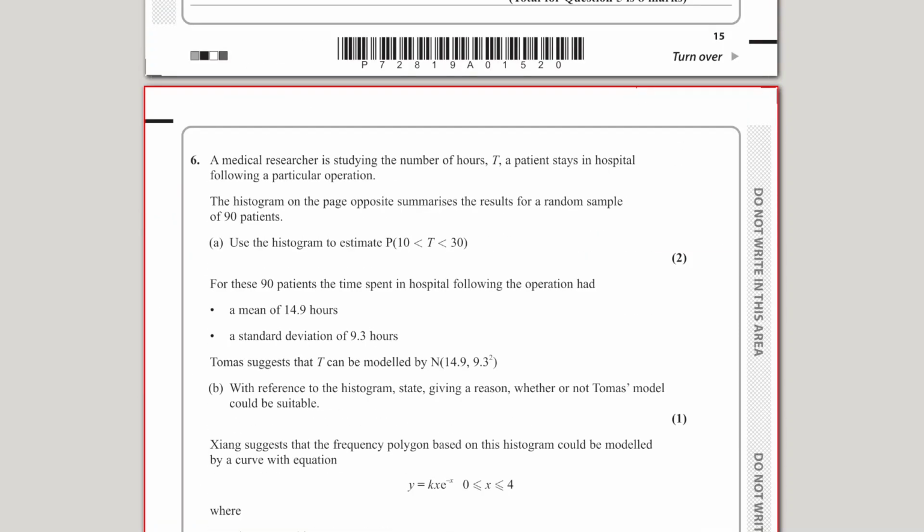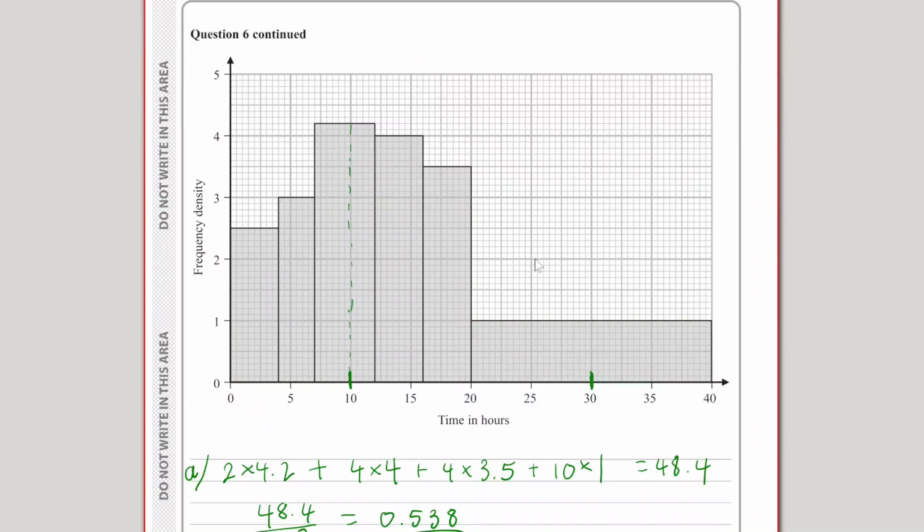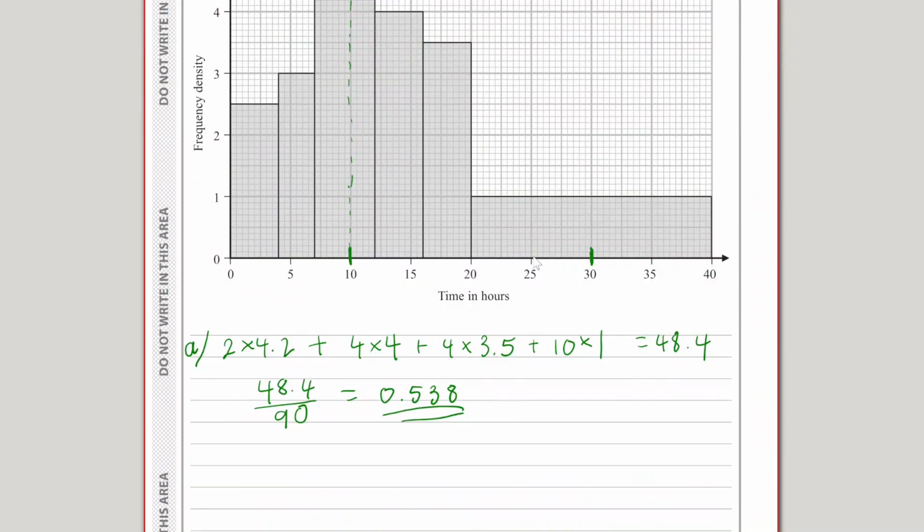For these 90 patients, the time spent in hospital following the operation had a mean of 14.9, standard deviation of 9.3. Thomas suggests T can be modelled by a normal distribution with a mean of 14.9 and a standard deviation of 9.3. With reference to the histogram, state, giving a reason, whether or not Thomas's model would be suitable. So this isn't a normal distribution. It is not suitable. A normal distribution has to be symmetrical. It can't be skewed to one side.